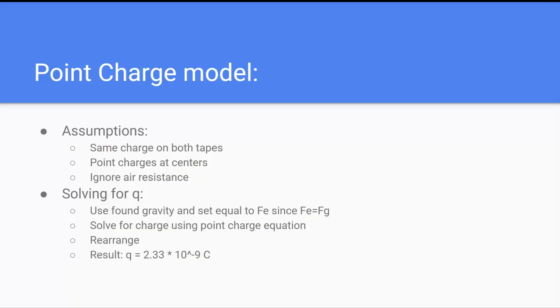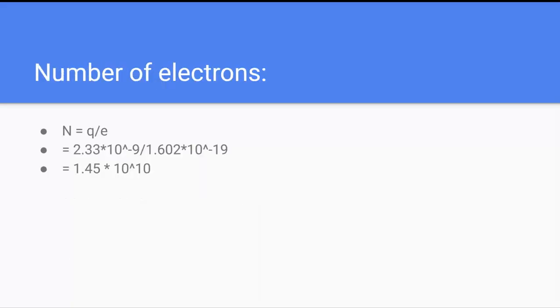In the point charge model, each tape is treated as a single charge located at its center. Assuming equal charges on both tapes and neglecting air resistance, I used Coulomb's law and solved for the charge. The result was 2.33 times 10 to the negative 9 coulombs. To estimate the number of electrons transferred, I divided the charge by the charge of one electron, and this gave approximately 1.45 times 10 to the 10 electrons.